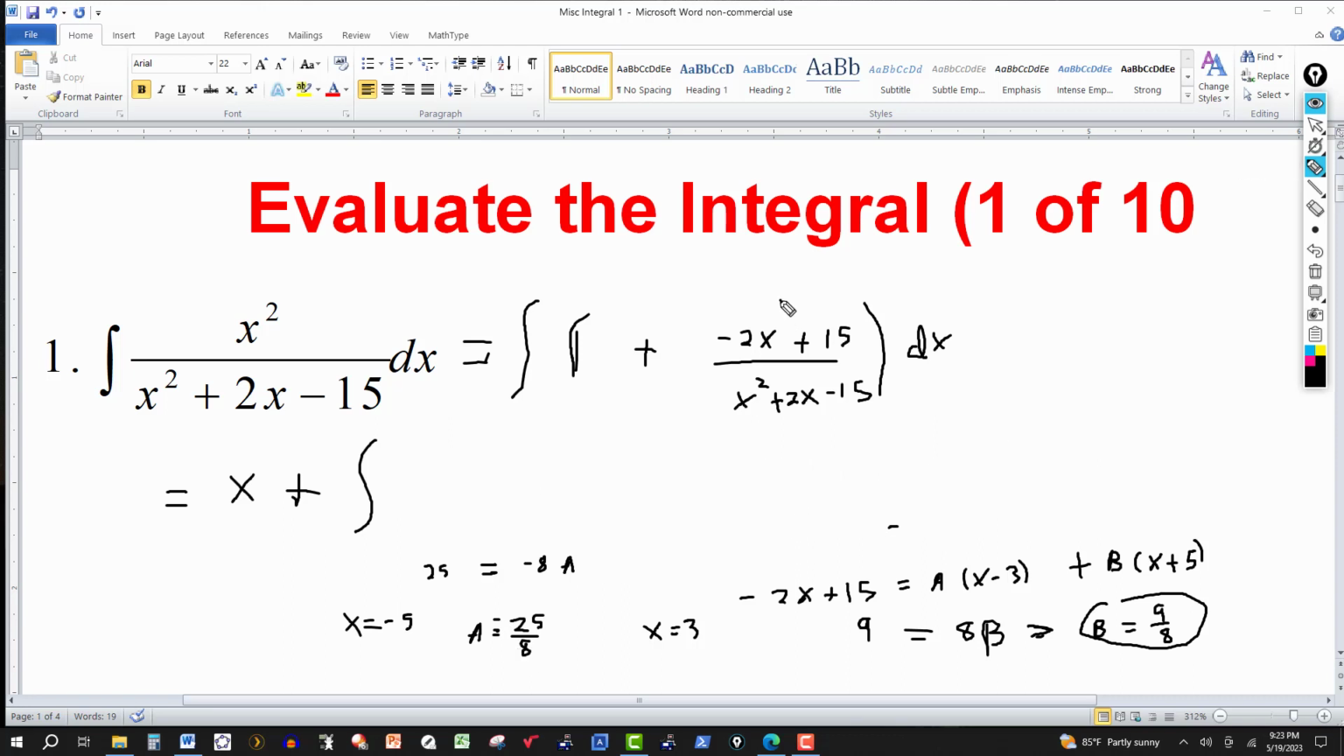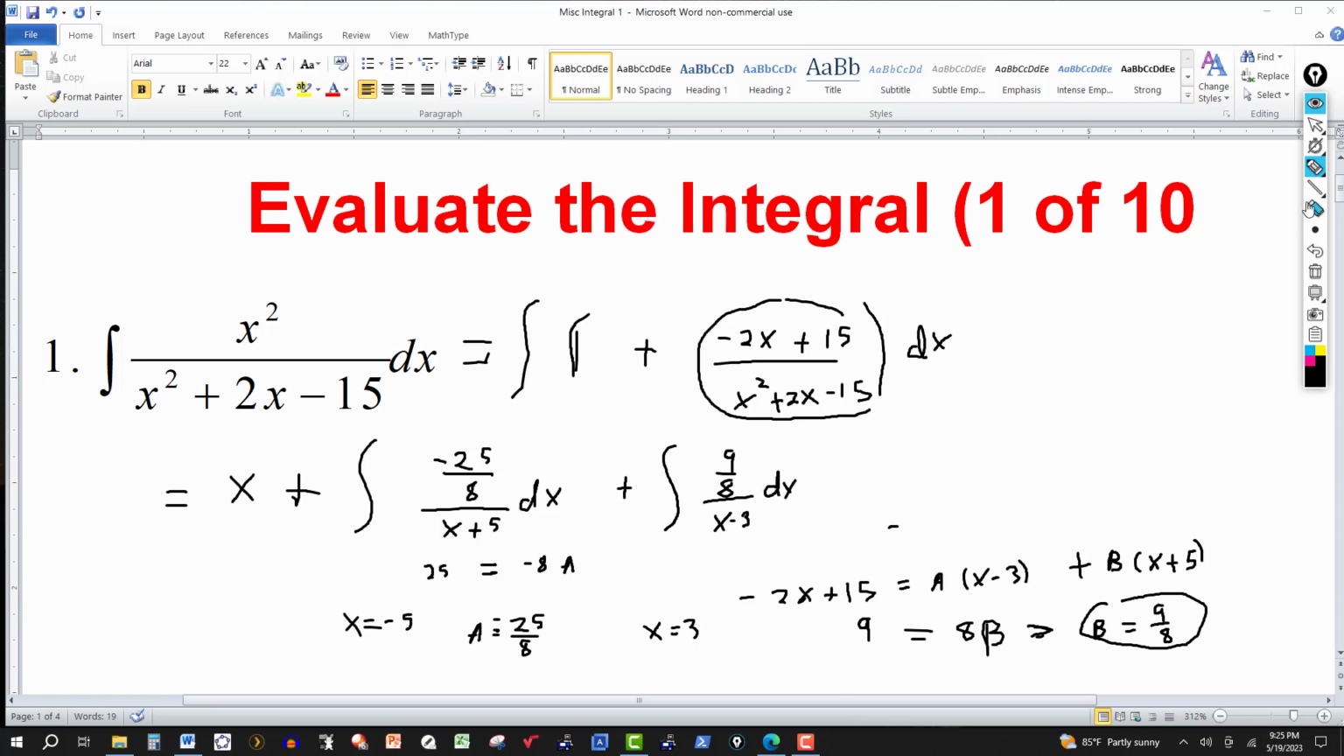There we have it. So that means this expression could be broken down, using this information for the a and the b, into two integrals. So a is negative 25 over 8, and that would be over the corresponding factor x plus 5. This would be dx, and then the other integral, using the other value for b, would be 9/8 over x minus 3, and this will be dx.